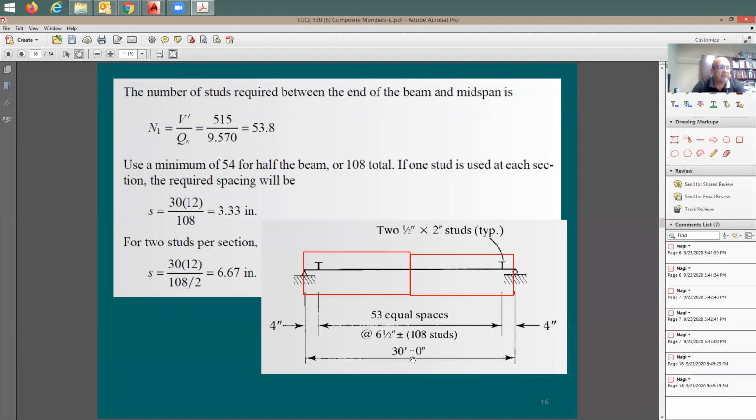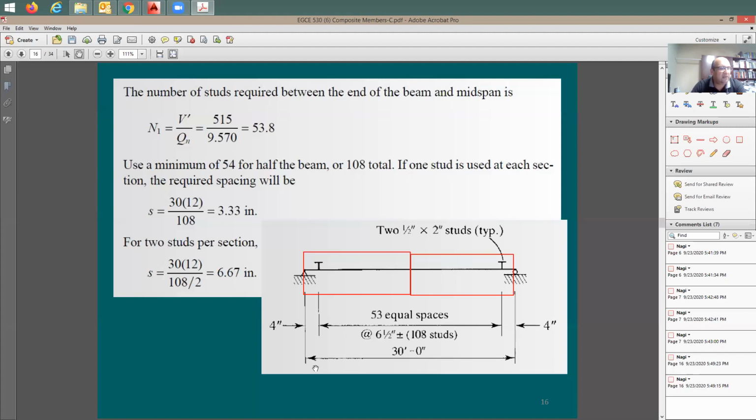Look at the span. The span is 30 feet. So the spacing is going to be very tight. I may end up putting two studs next to each other. So I'm going to have rows. Each one will have two of them to keep the spacing in good shape. As it says here, you're going to end up with 53 equal spaces. Why? Because in each row, I'm going to have two studs. So I'm going to have a total here of 54 times 2.